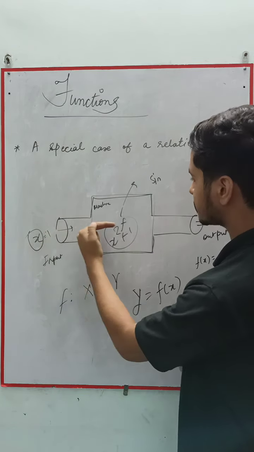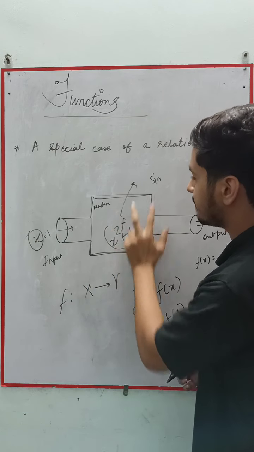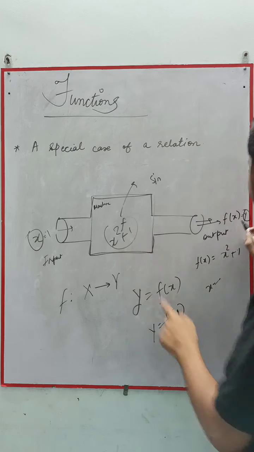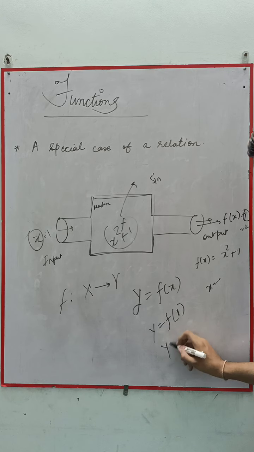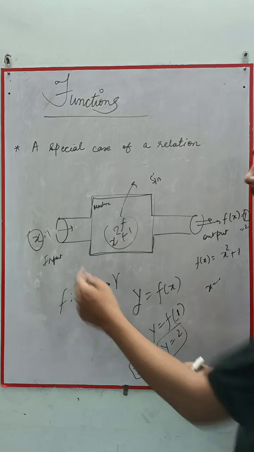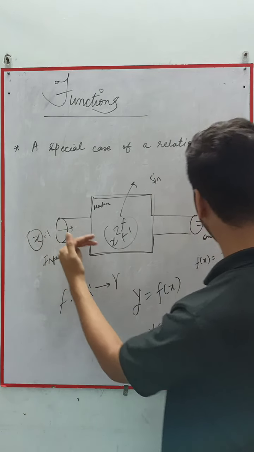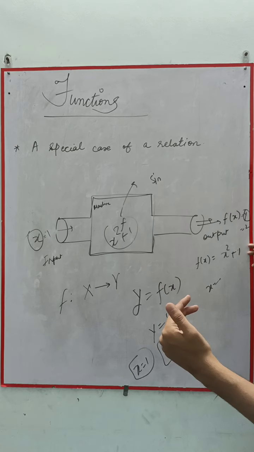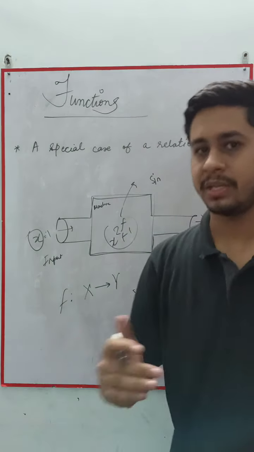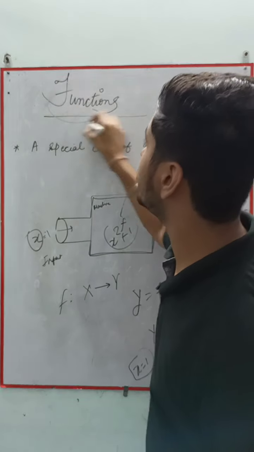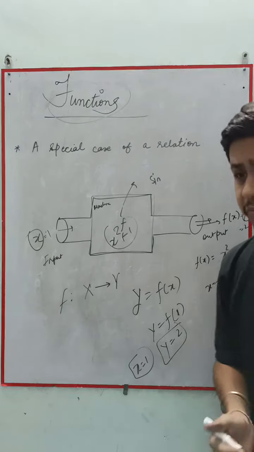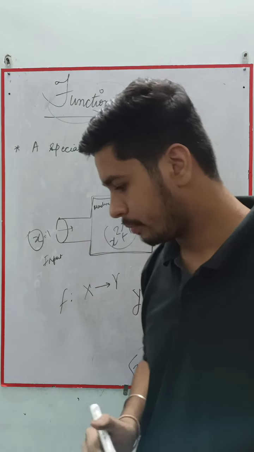So whenever 1 goes inside, this mechanism works: 1 square plus 1, which is 2, and I get the final answer 2. So I got y equal to 2 when I put x equal to 1. See, I'm putting x equal to 1 here, but I'm getting y equal to 2 outside. So inside, the function is doing some processing. This is what we are going to study about functions. Alright. Now in this function, please write the definition from the book.